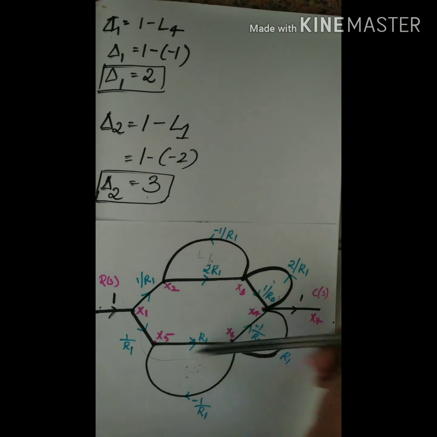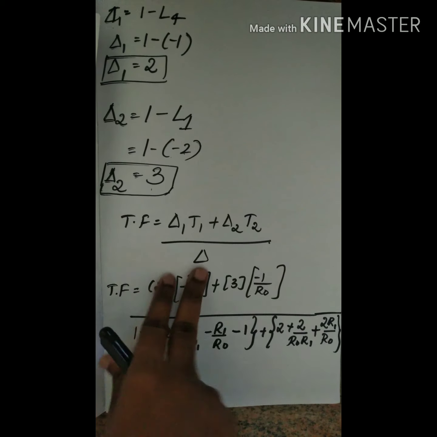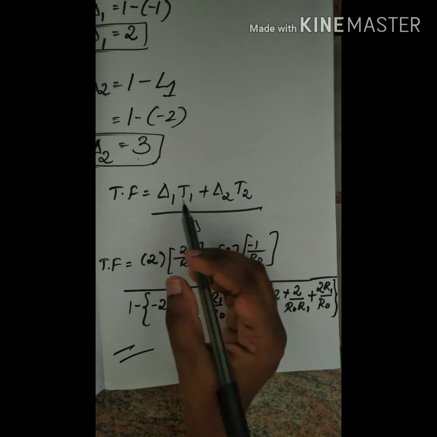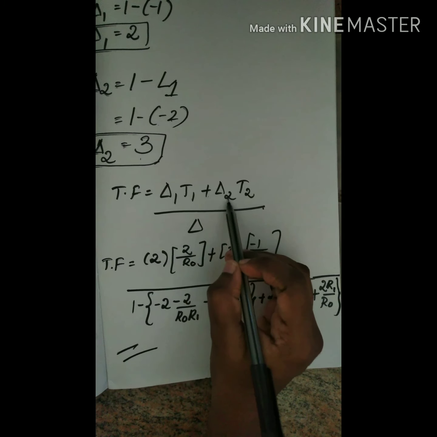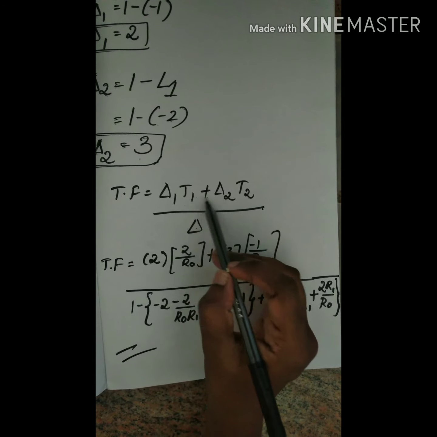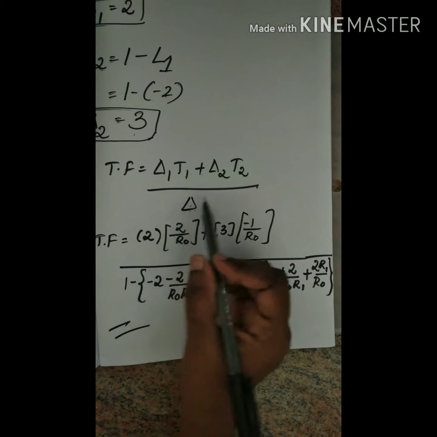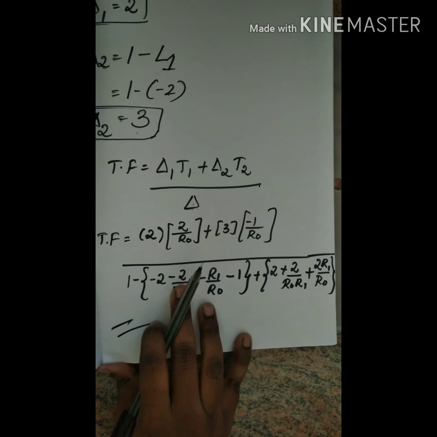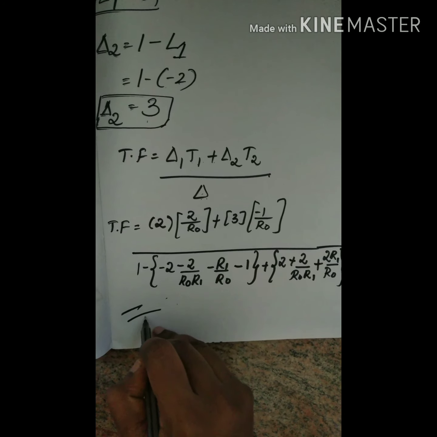In our problem we have only two forward paths, so it's just delta 1 and delta 2. And for the transfer function, as I've already told, we have to substitute in Mason's gain formula. According to Mason's gain formula, it is delta 1 into T1 plus delta 2 into T2 divided by delta. As we have only two forward paths, we take only delta 1 T1 plus delta 2 T2 divided by delta. As we've already found delta, delta 1, T1 and delta 2, T2, we can substitute those values and finally write the transfer function here. As I've written here, this is the transfer function of the signal flow graph.